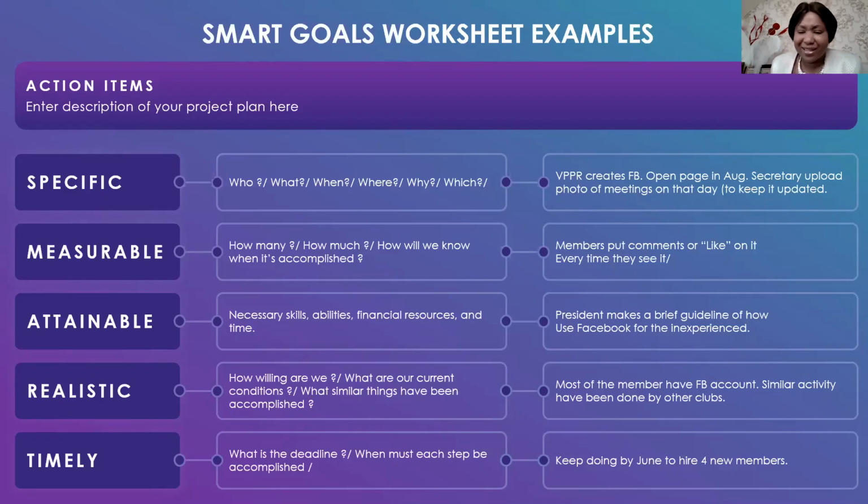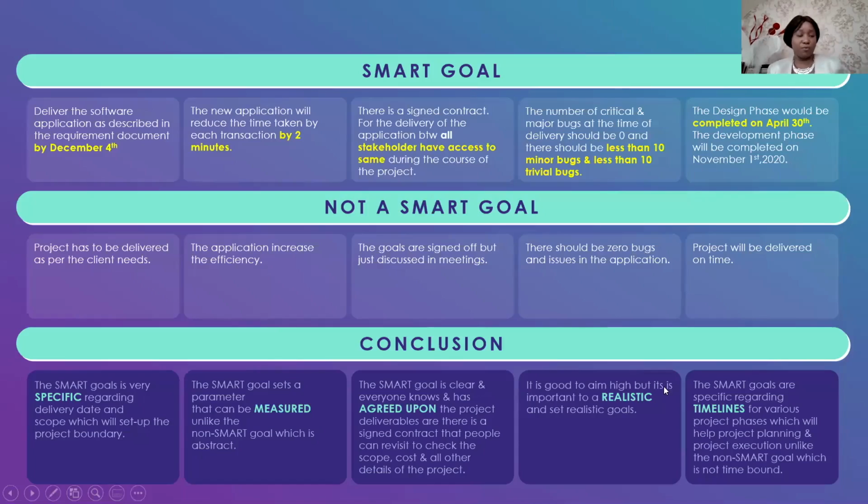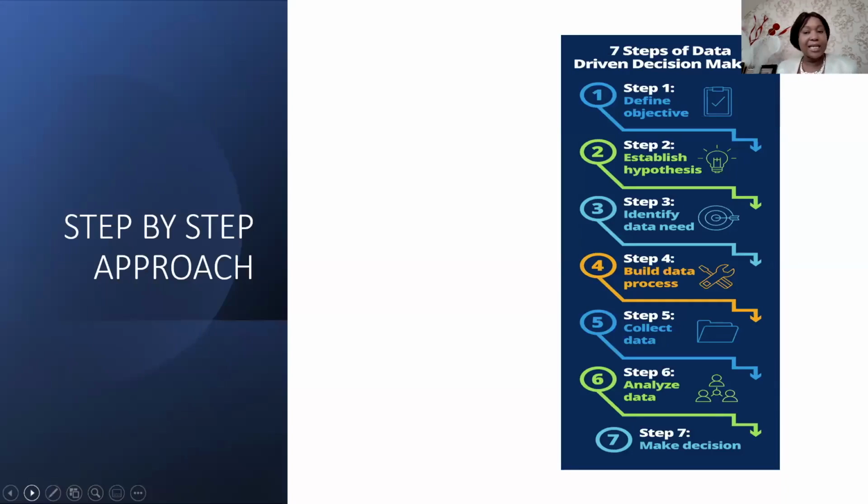Be realistic. If you're not realistic, if you're not data driven, then you're not going to really know which direction to take your business. And finally, make sure it is timely. It has a deadline. Like here we are saying, do that by August. It really helps you to know how to move forward. So these are the clear seven steps to data-driven decision making.